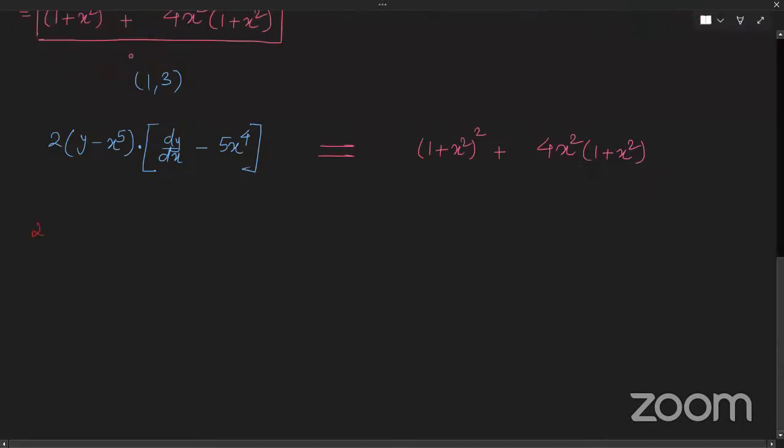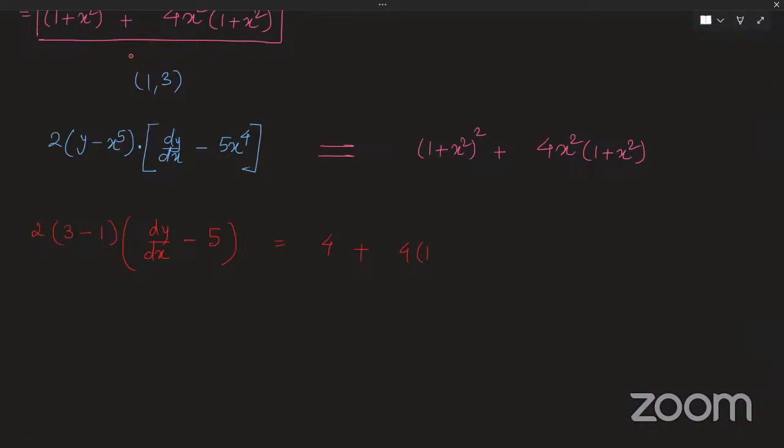So you'll get 2 into (y minus 1) raised to 5, so 3 minus 1 raised to 5, so 1 into dy by dx minus 5x raised to 4. What is the value of 5x raised to 4? It's 5, right? x is 1. So 1 plus 1 is 4, whole square, right? Plus 4 into 1 into 2, that is 8.